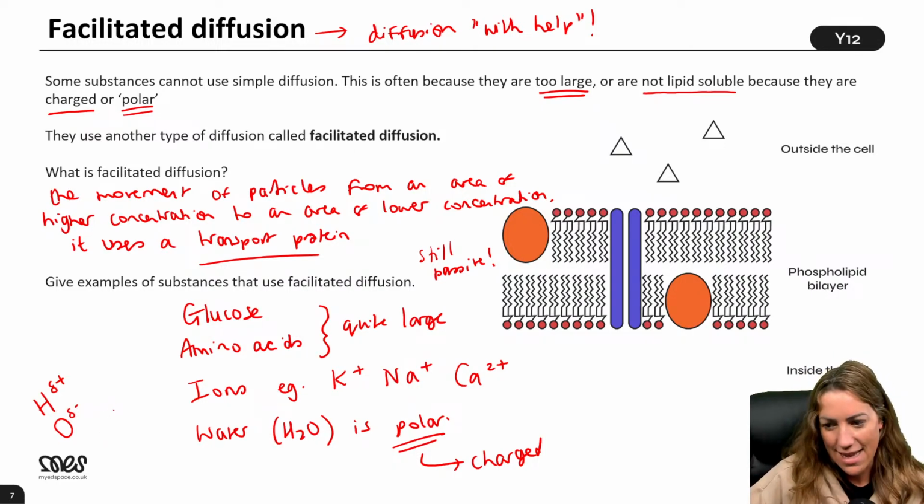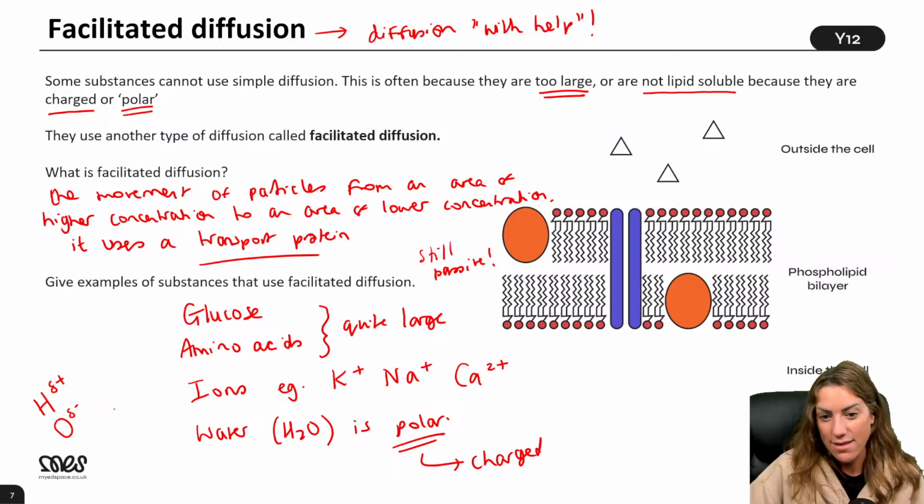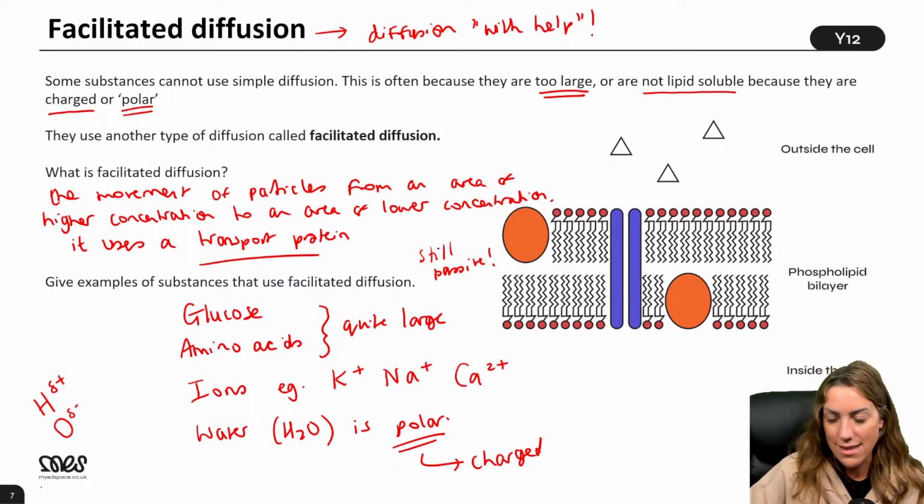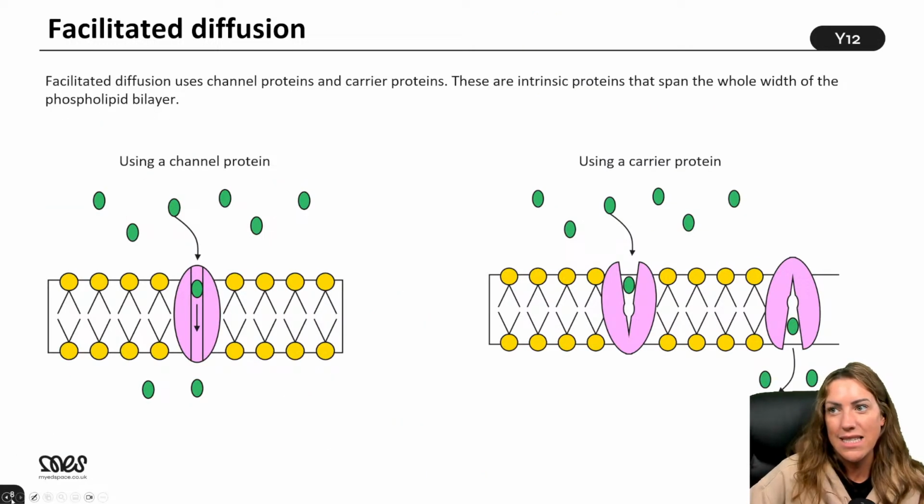Same in plants. This is plants and animal cells. The structure of the cell membrane is the same in plant cells and animal cells. So let's have a look at facilitated diffusion. Facilitated diffusion uses two types of protein.